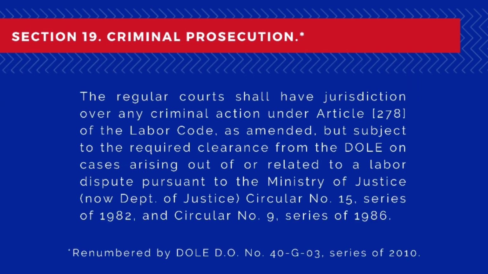Section 19. Criminal prosecution. The regular courts shall have jurisdiction over any criminal action under Article 278 of the Labor Code, as amended, but subject to the required clearance from the DOLE, on cases arising out of, or related to a labor dispute pursuant to the Ministry of Justice, now the Department of Justice, Circular No. 15, Series of 1982, and Circular No. 9, Series of 1986.